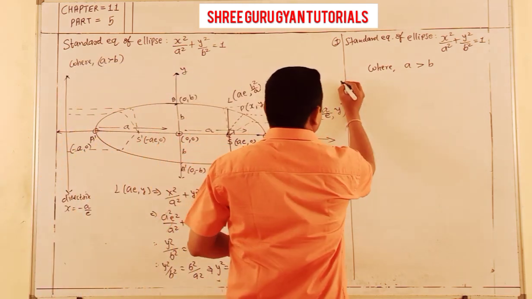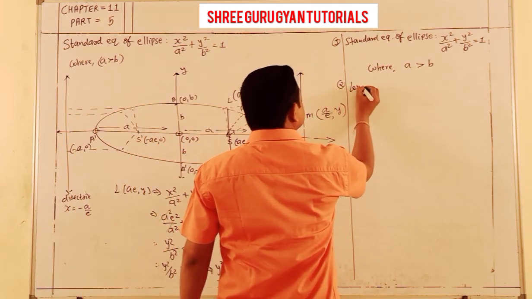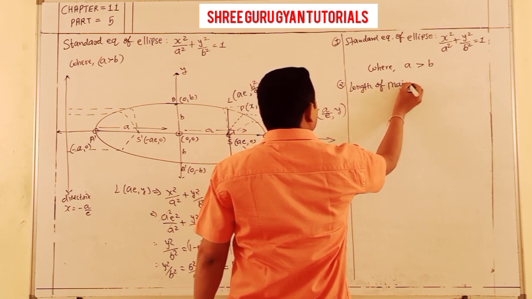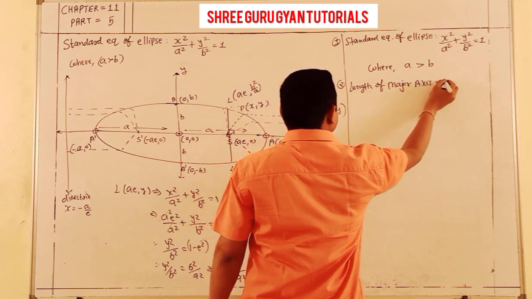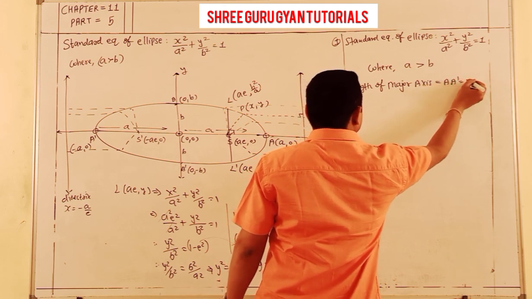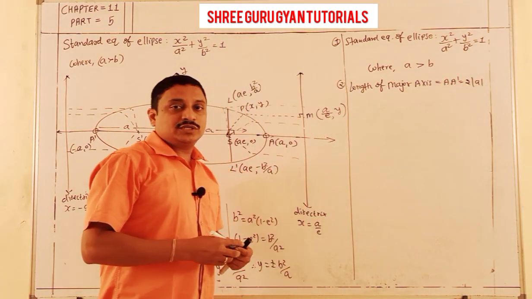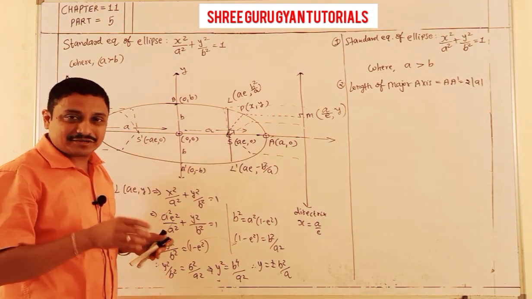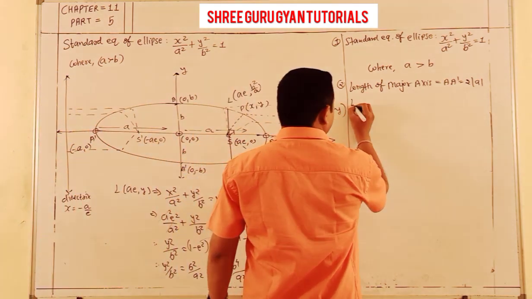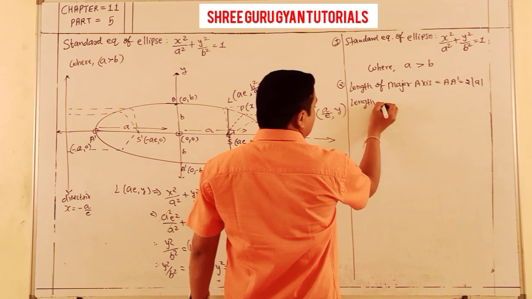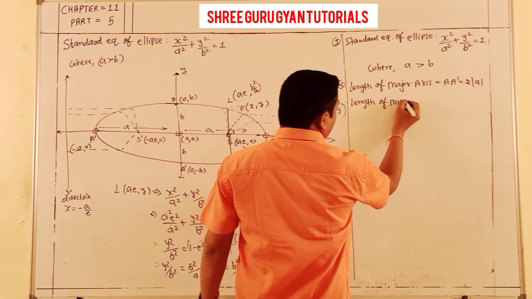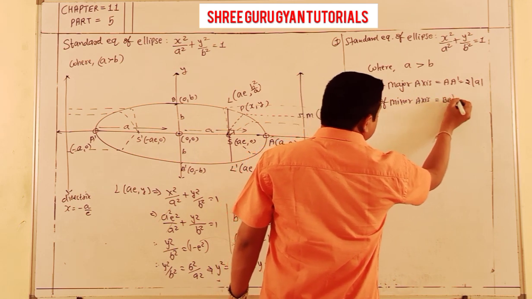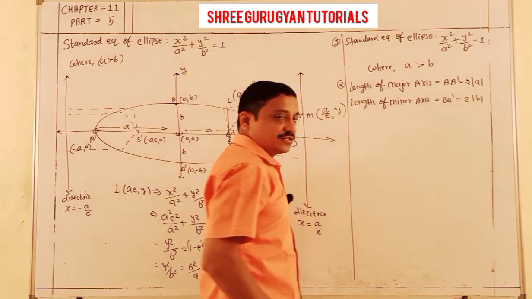Now second, length of major axis, which is A A dash, 2 modulus a. So this is your major axis, A to A dash, just like a diameter. And second, length of minor axis, B B dash, which is 2 modulus b, this one.